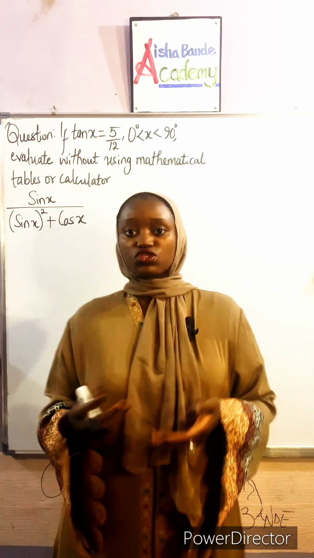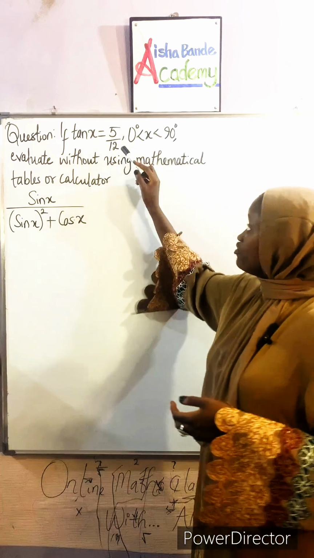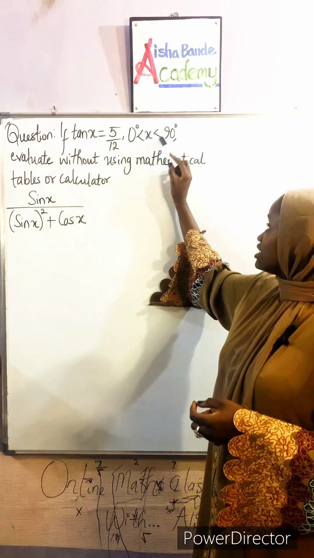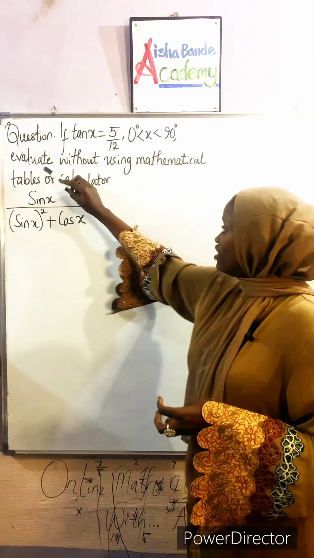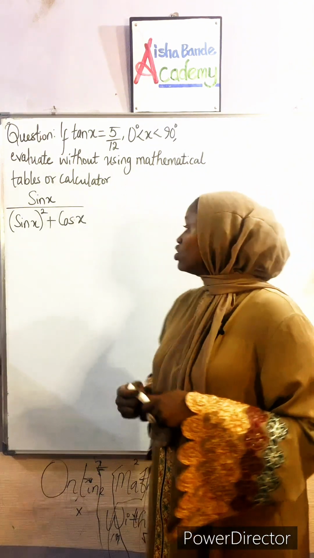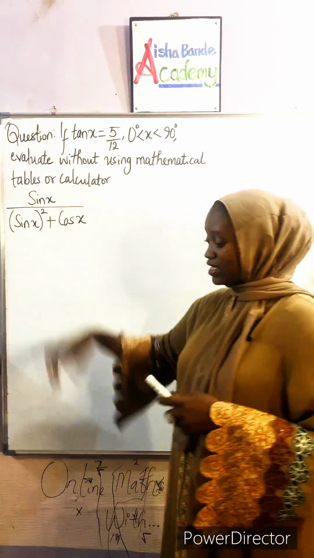We have a question to solve on the board which says: if tan x is equal to 5 over 12, with 0 less than x less than 90 degrees, evaluate without using mathematical tables or calculator sin x all over sin squared x plus cos x.